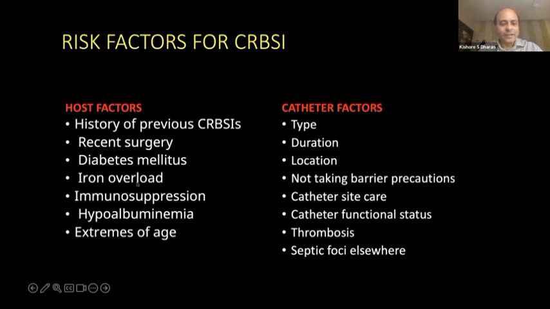So again, I will just reiterate the risk factors of CRBSI. If somebody had a history of previous CRBSIs, the chances of getting a catheter infection again increase. Other factors are recent surgery, diabetes, iron overload or hemosiderosis, immunosuppression, hypoalbuminemia, and extremes of age. Factors related to the catheter: tunnel versus non-tunnel, and duration, the longer the catheter, the higher the incidence of infection. Location: femoral catheters have the maximum instance of infections.